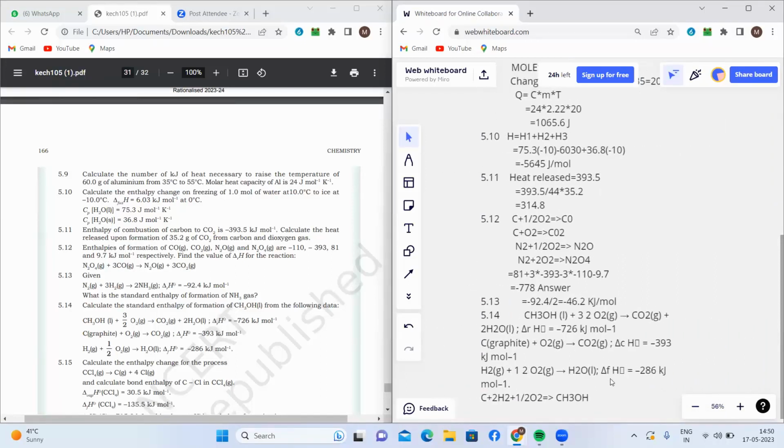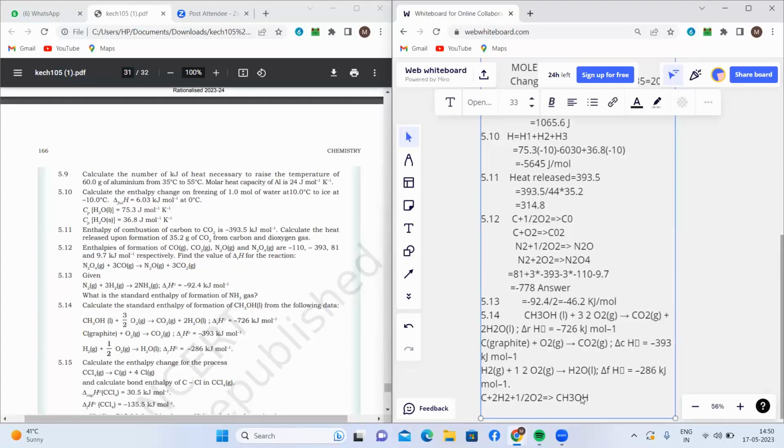Okay. And now we have to calculate for this reaction using the above reactions given. So we want CH3OH on the product side, but it's given on the reactant side. So I hope now you can do it by yourself. We have to reverse it, so we have to multiply it by a negative. So minus 726 will become 726. Okay, then we need one carbon on this side, and here carbon is given, so we will take the second reaction as it is, that is minus 393.